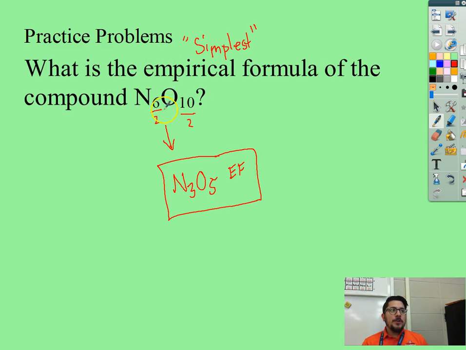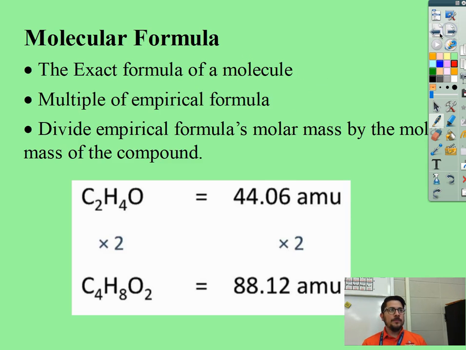This one up here, the more complex one, N6O10, this is called a molecular formula. So a molecular formula is the exact formula of the molecule. So you know how I said if I have a big molecule and it breaks up into empirical formulas, the molecular formula would be the entire thing. So it would be like the entire molecule. What is the formula of this giant molecule? That's what we need to calculate.